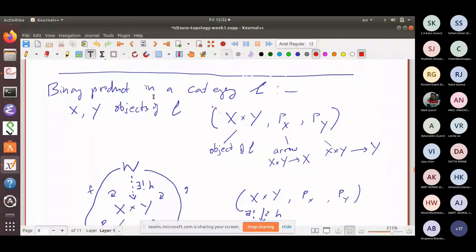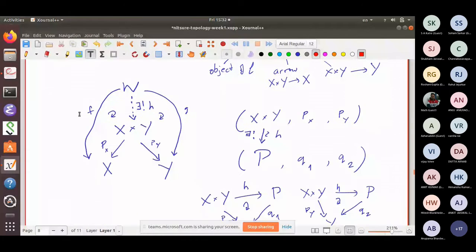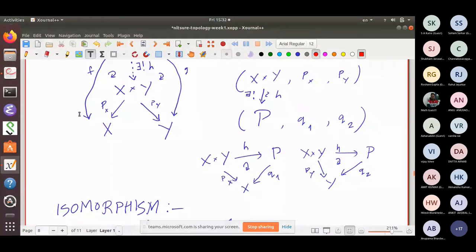Given any two objects, there's a new object and it has two arrows, which has a universal property. This triple has a universal property, and such a triple is unique up to unique isomorphism. What is an isomorphism? It's an arrow which is invertible. There's an arrow in the reverse direction such that both composites are the identity arrow.